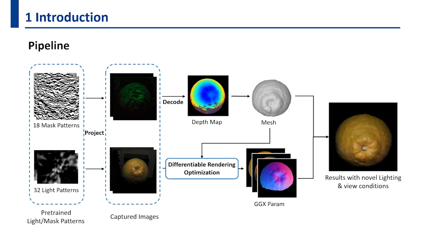With the mesh and the captured images under different light conditions, we perform differentiable rendering optimization to obtain the reflectance results, which are stored as BRDF parameters in texture maps. Finally, we can render the object with novel lighting and view conditions.